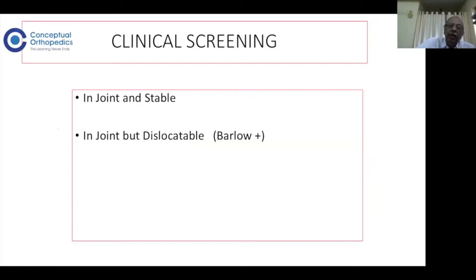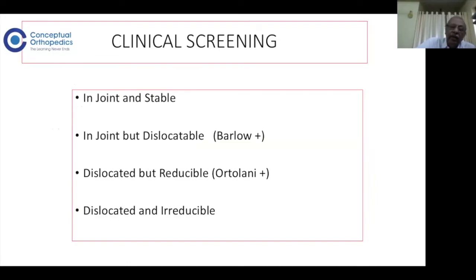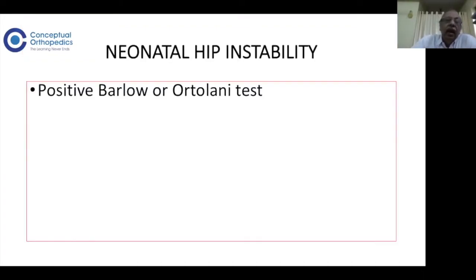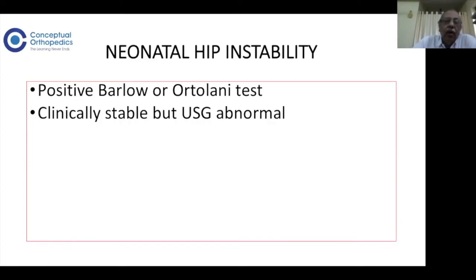So it can be dislocatable, that is Barlow positive; dislocated but reducible, Ortolani positive; and the last scenario is dislocated and irreducible, which indicates that it is probably a case of teratologic dislocation. Another term which you should know is neonatal hip instability. That is a positive Barlow or Ortolani test, clinically stable, but the ultrasound is abnormal.